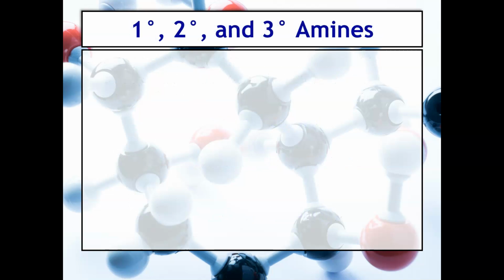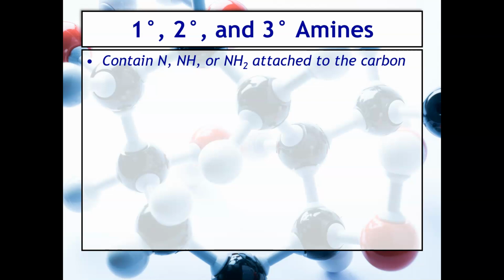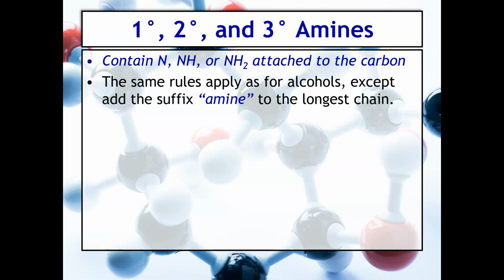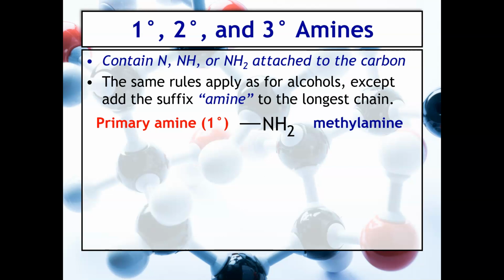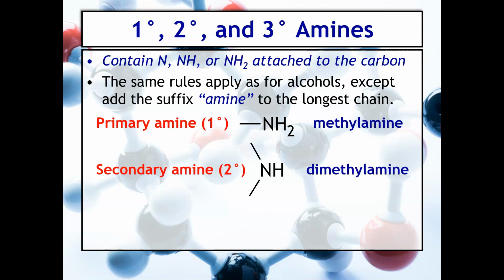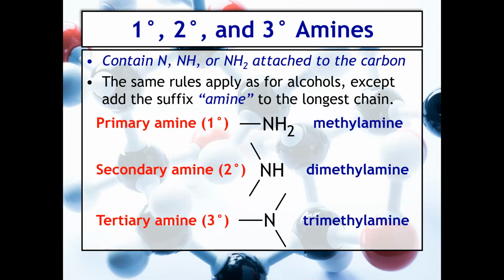So we can do the same thing for our amines. You can recognize an amine because it contains nitrogen, nitrogen and hydrogen, or nitrogen and 2 hydrogens attached to a carbon. The same rules apply as for alcohols, except instead we're going to add the suffix amine to the longest chain. So in this case, this is what we call a primary amine because it's connected to one carbon. And this is called methylamine because it's just one carbon, methylamine. Next up, we have a secondary amine. It's connected to two carbons, so guess what? It's dimethylamine. And then finally, our tertiary amine is going to be called trimethylamine.